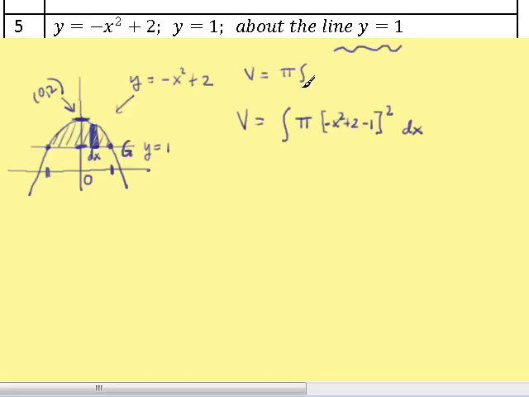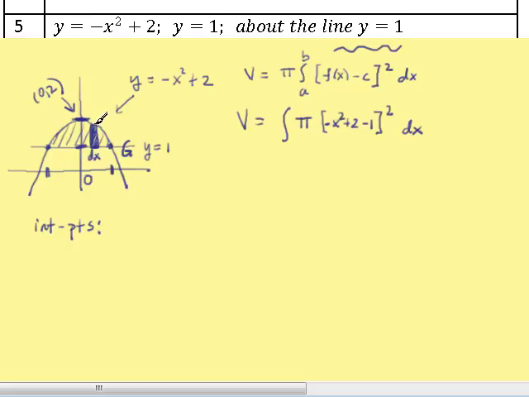Okay, so we have the limits of integration, and then we have f of x minus c, assuming that we're rotating about this line y equals c. In our case, it's y equals 1, dx. That's the general formula. So we see we have to get these intersection points to know these limits of integration. So let's just figure those out.